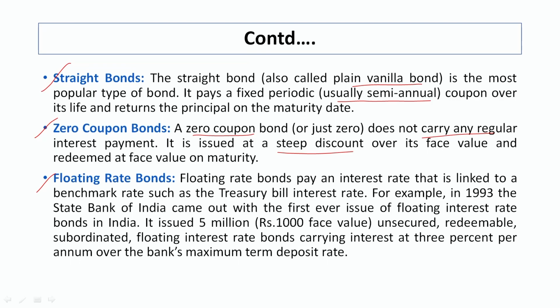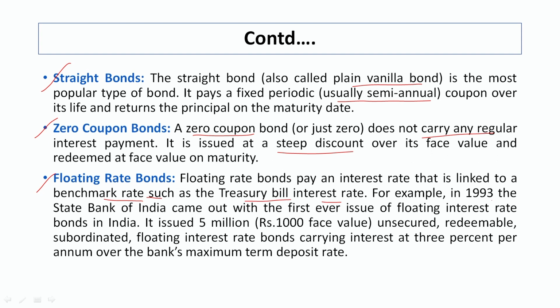Floating rate bonds pay an interest rate that is linked to a benchmark rate. The benchmark rate can be the treasury bill interest rate. So, at the time of maturity, whatever the interest rate is, they pay according to that. So, there is no fixed interest rate guaranteed in the case of floating rate bonds. It may be higher, it may be lower depending upon the time of maturity. Whatever the interest rate is, it is paid accordingly.